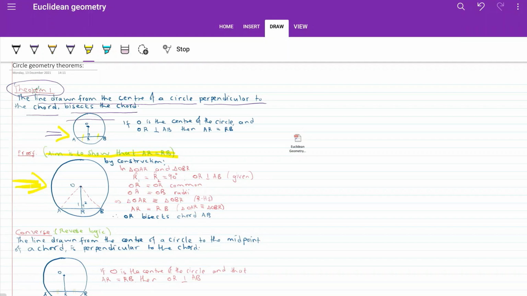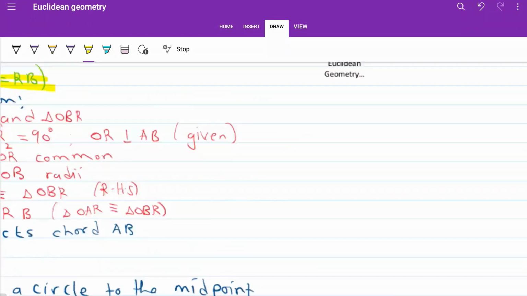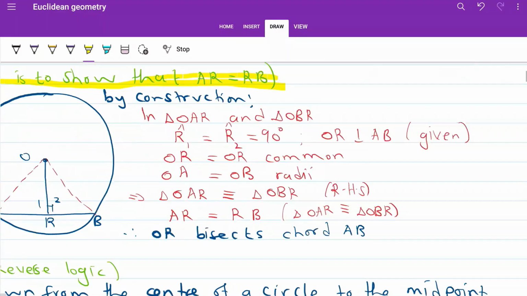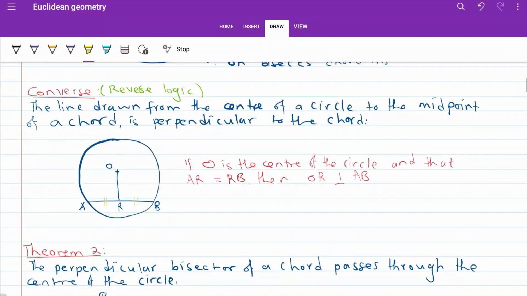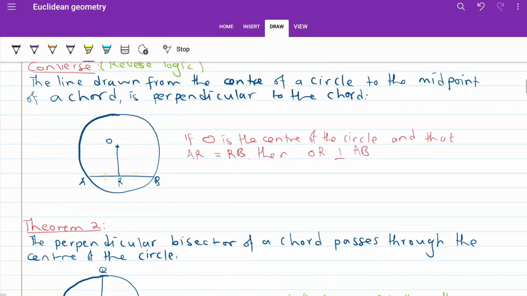Every theorem has its converse. So the converse to our first theorem is that the line drawn from the center of the circle to the midpoint of the chord is perpendicular to the chord. And this is the diagram for the converse of the theorem.